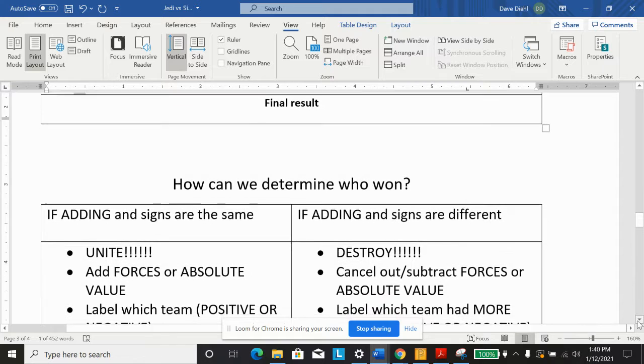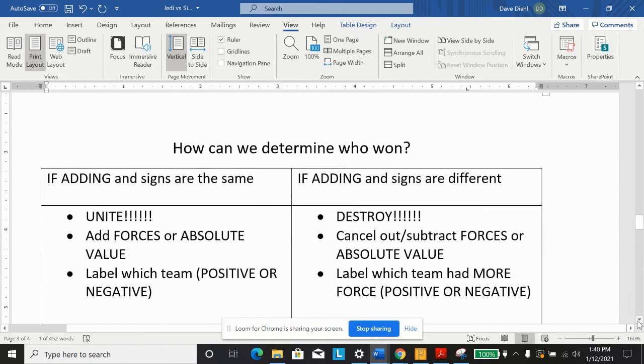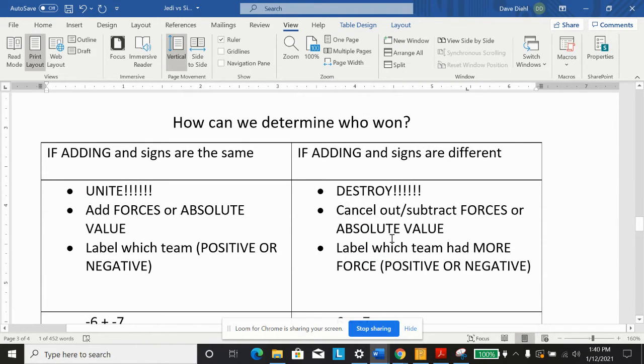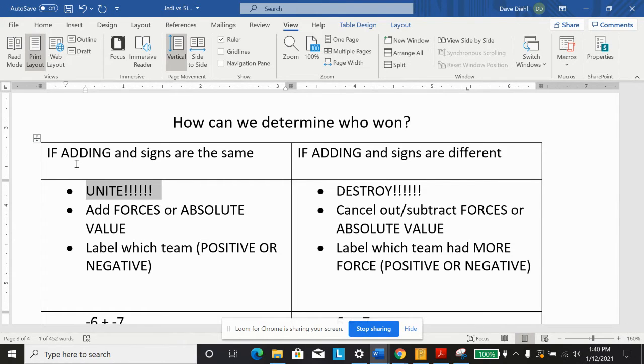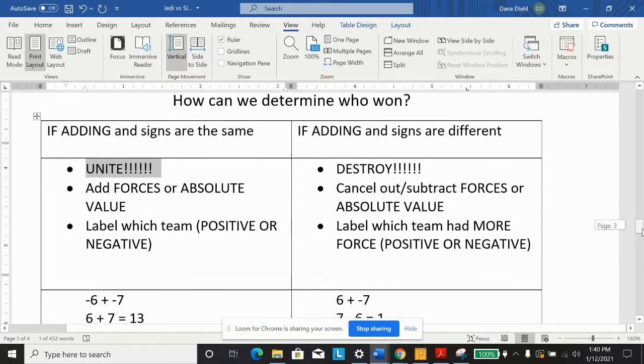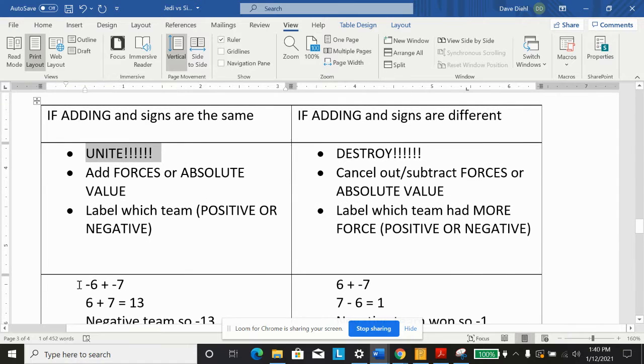These are the rules for adding when you have negatives. So there's 2 kinds of battles when you have negative numbers. The first kind is what I like to call unite. And that's when 2 signs are the same. In other words, the same team joins the same team. You get more reinforcements. And what that might look like is this. You might have -6 plus -7. That's when the signs are the same. Well, how do you do that?